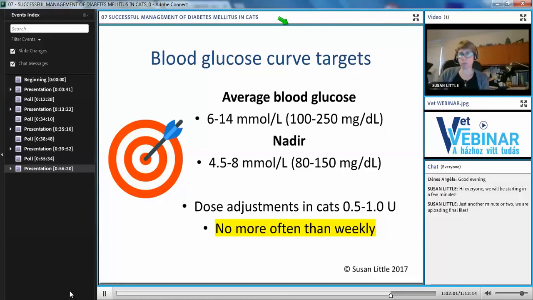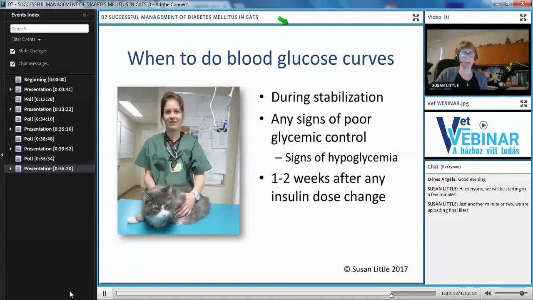It takes at least a week for the cat to adjust after you make a change in insulin dose. So we would do a curve again in about a week. So we do blood glucose curves during the stabilization phase while we're adjusting insulin dose. We would do it when there are any signs of poor glycemic control. So when we think we need to adjust insulin or when there's a hypoglycemic episode, and then a week or two after any insulin dose change.